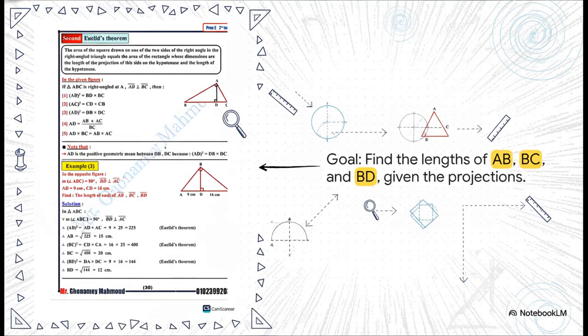All right, here's our setup. We have a triangle. It's right-angled at B. We've dropped that altitude, BD, down to the hypotenuse. Now, we're told that the two pieces of the hypotenuse, those projections, are 9 centimeters and 16 centimeters long. Our job? Find the lengths of the other three lines, AB, BC, and that altitude, BD.